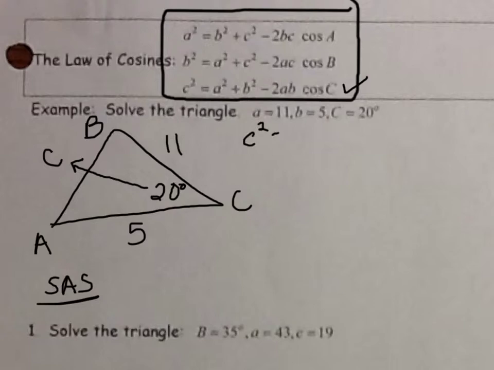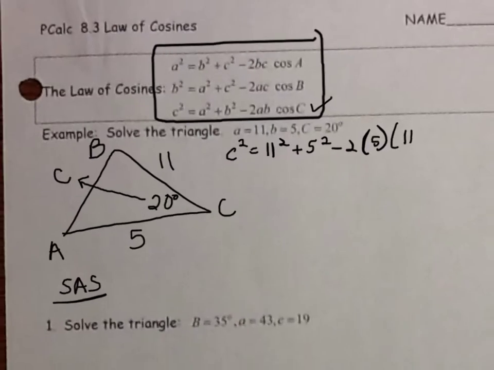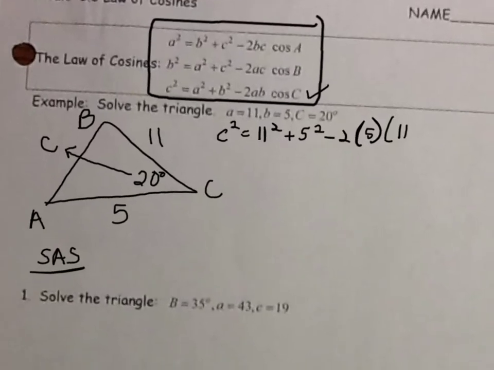If I look at my formula here, here's what I would start writing. C squared equals A squared, which is 11 squared, plus 5 squared minus 2 times 5 times 11 times cosine 20 degrees. Okay, now that first step is fairly simple. You're just plugging everything into the correct formula.